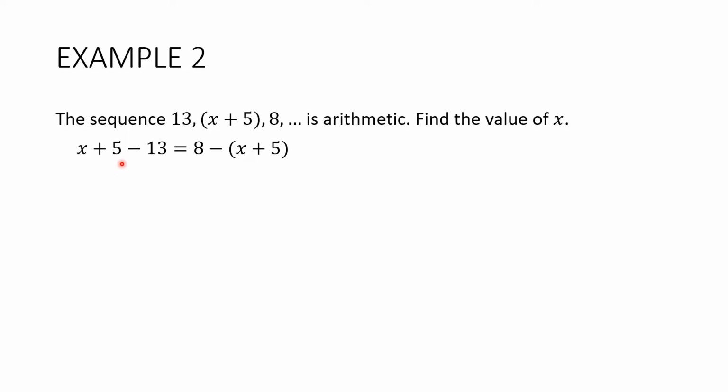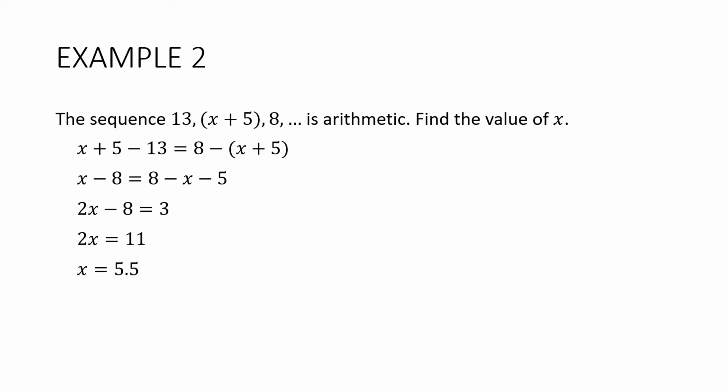This becomes x take away 8 is equal to 8 take x take 5. Collect the x's together. 2x take away 8 and 8 take away 5 is 3. Take the 8 over the other side, gives us 11, divide both sides by 2. X is equal to 5.5.